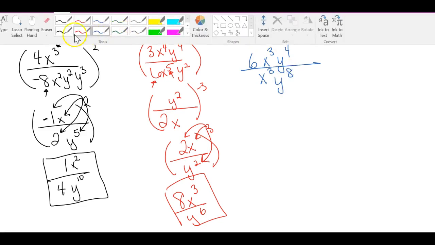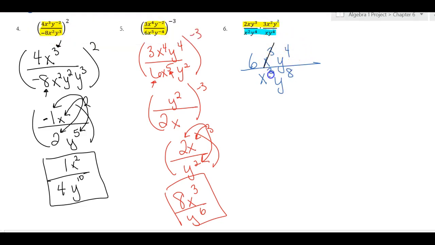And now I just have to reduce. So the x's are gone, and so I'm left with 6. 4 y's on top, 8 on the bottom. There's 4 left, and they have to be on the bottom because there was more on the bottom.